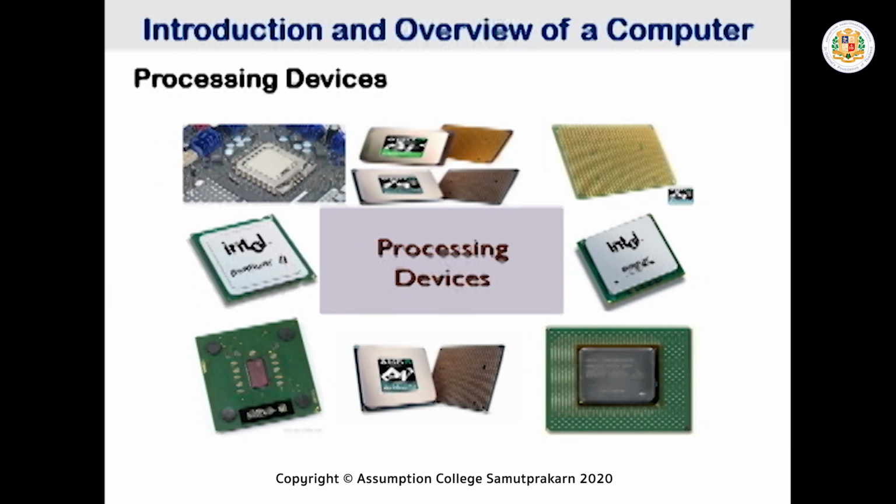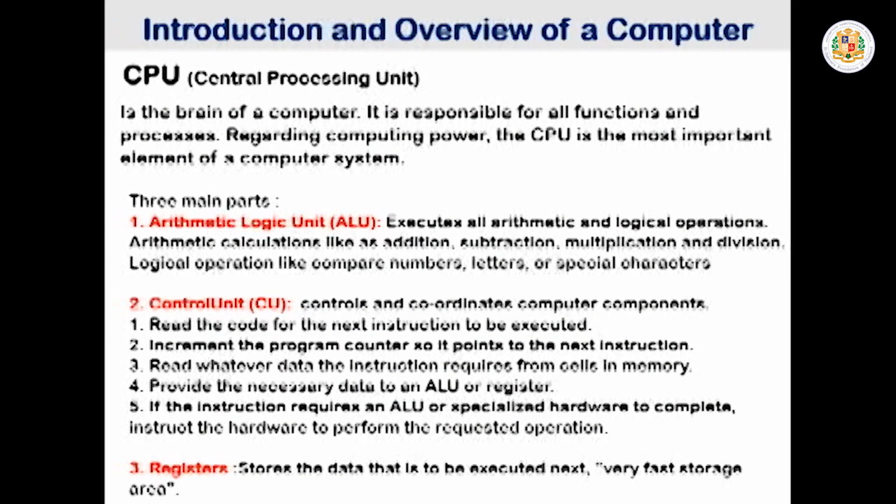These are the processing devices. We have the processor or the CPU, the central processing unit. The CPU is the brain of the computer. It is responsible for all functions and processes. Regarding computing power, the CPU is the most important element of a computer system.